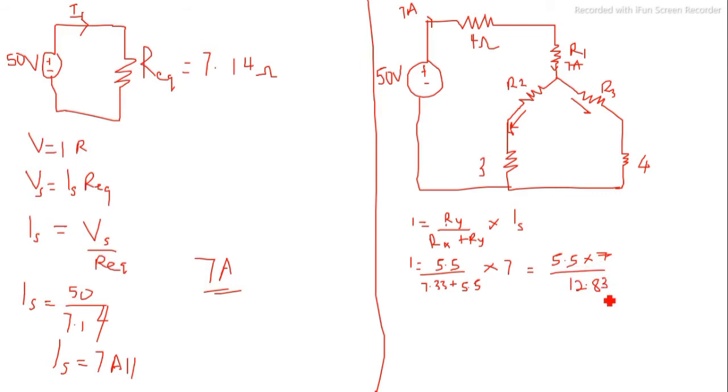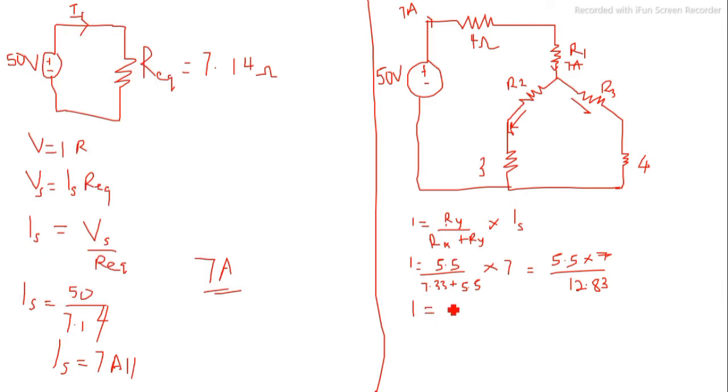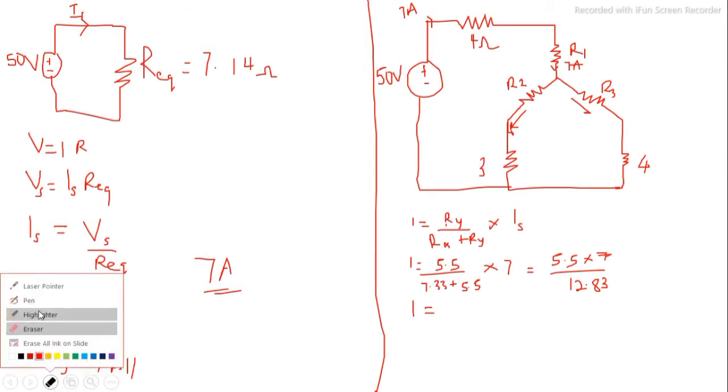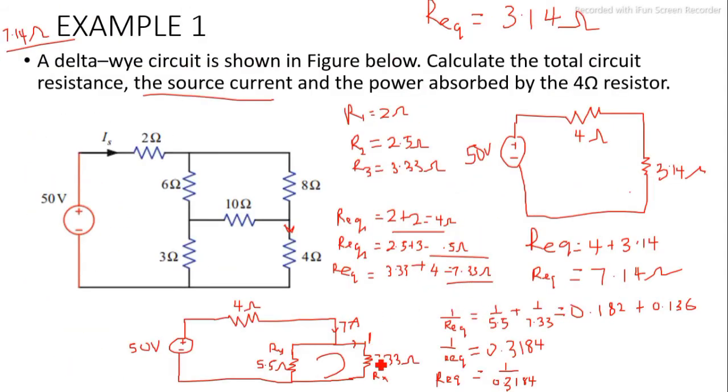So 5.5 times 7 divided by 12.83, that's 3. That means the current supply there was 3, sorry, that's 3 ampere. So the current supply in this is 3 ampere.